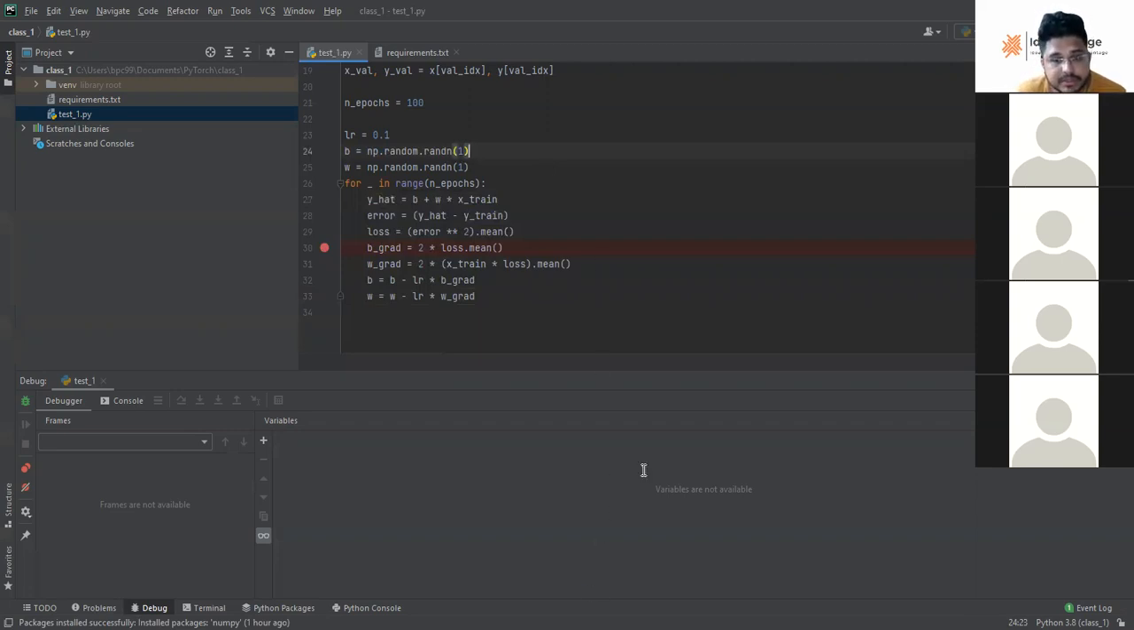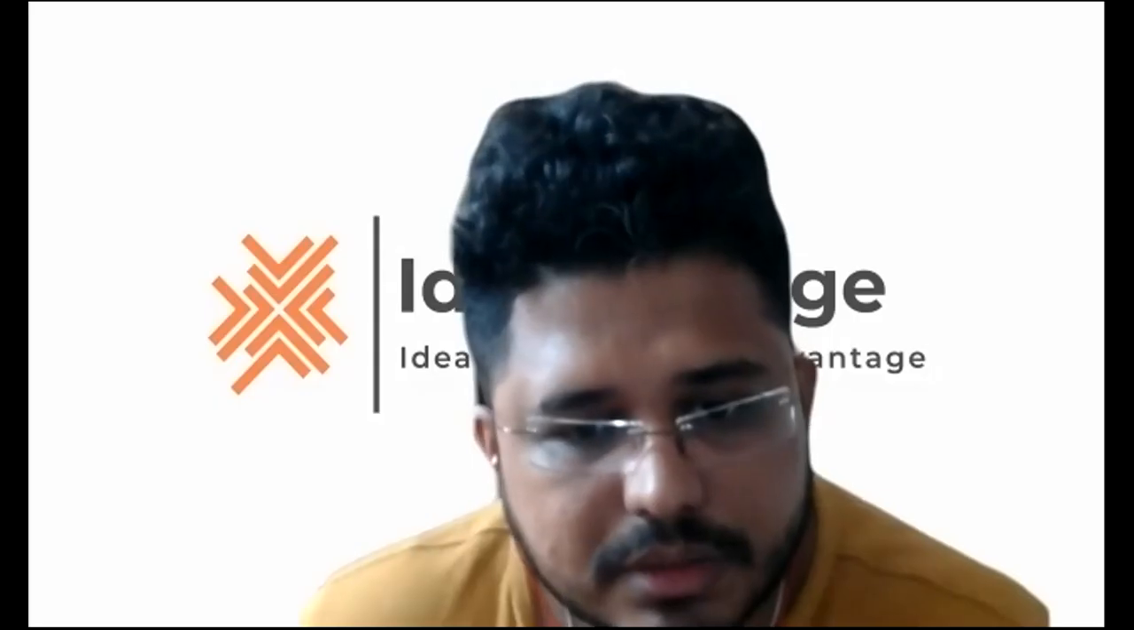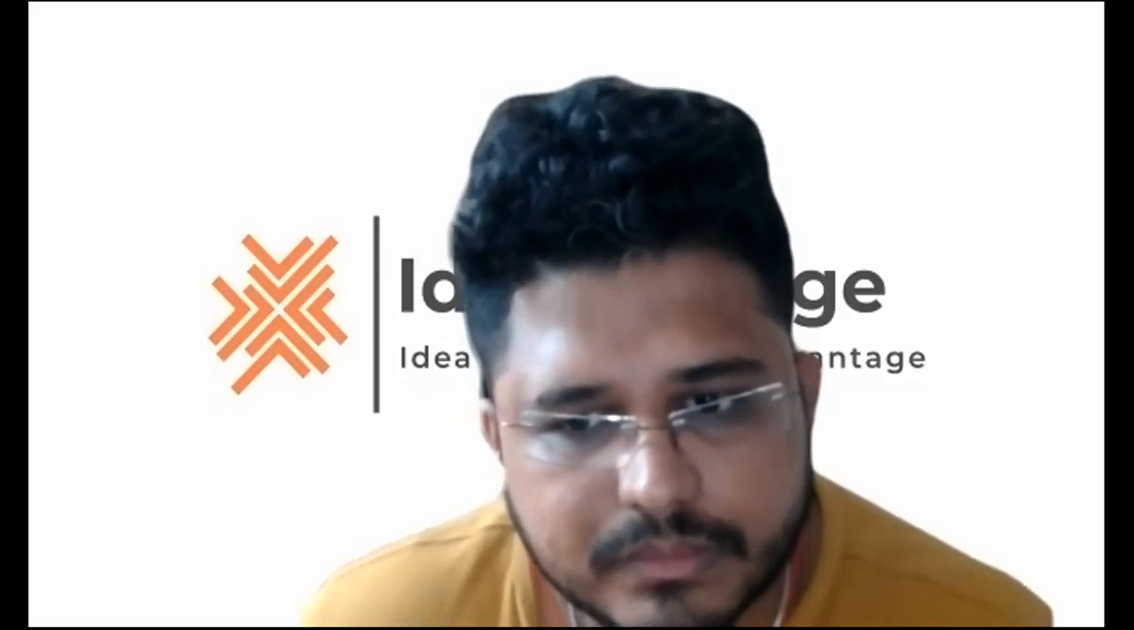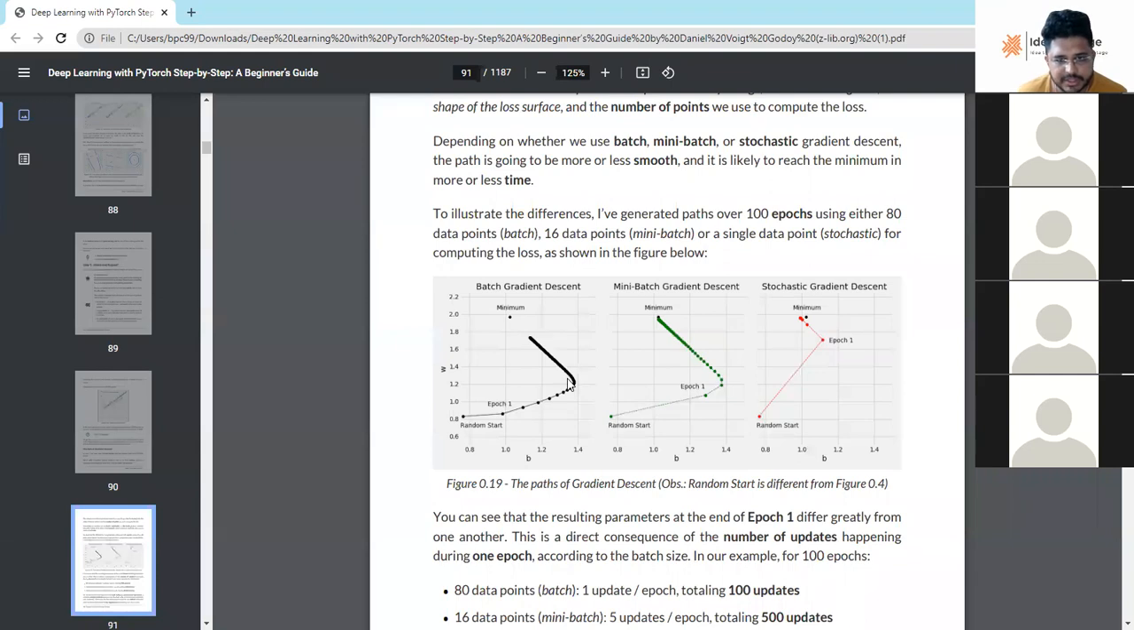What else is remaining? This is important. So this is how gradient descent happens. You see, if you take batch gradient descent, then this is the minima, and you started at a random start point. This is your random start point. This is the path you take to reach the minima. This is batch gradient descent.